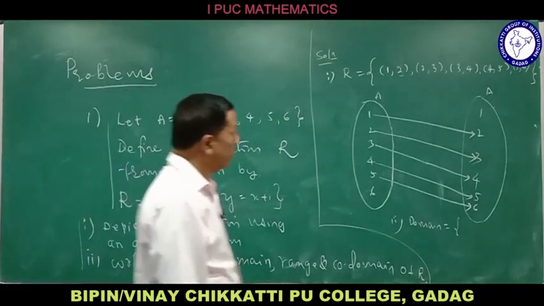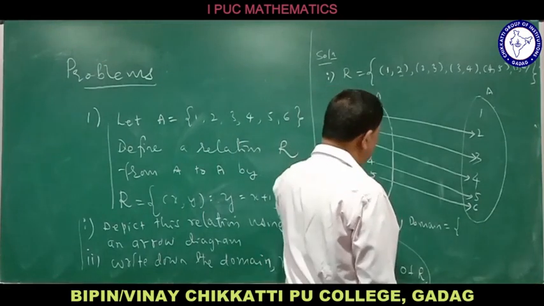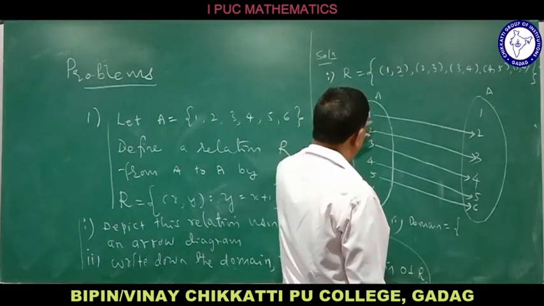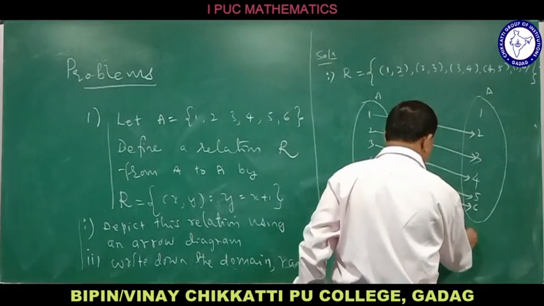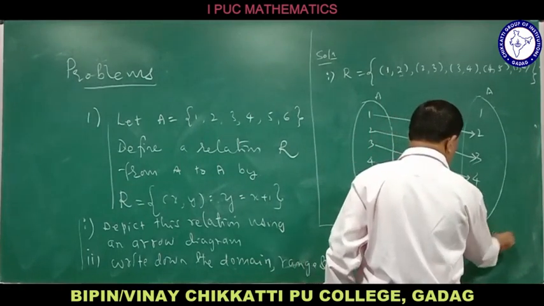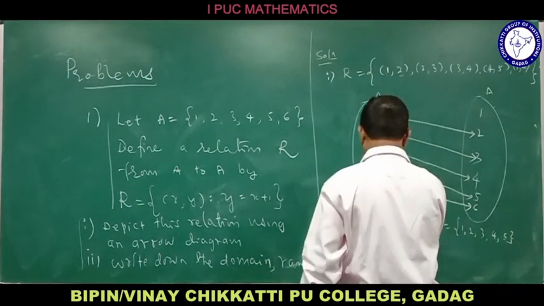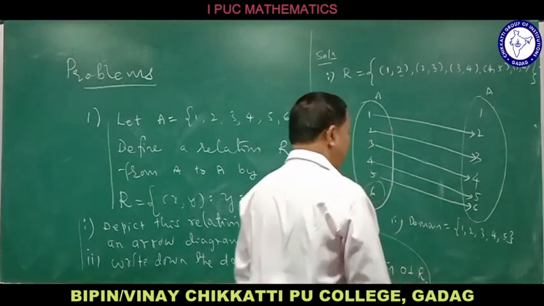Which are the first elements? Don't say that first element means all the elements of set A. First elements, what? 1, 2, 3, 4, 5. So 1, 2, 3, 4, 5. But you don't take 6. 6 is not in the relation.